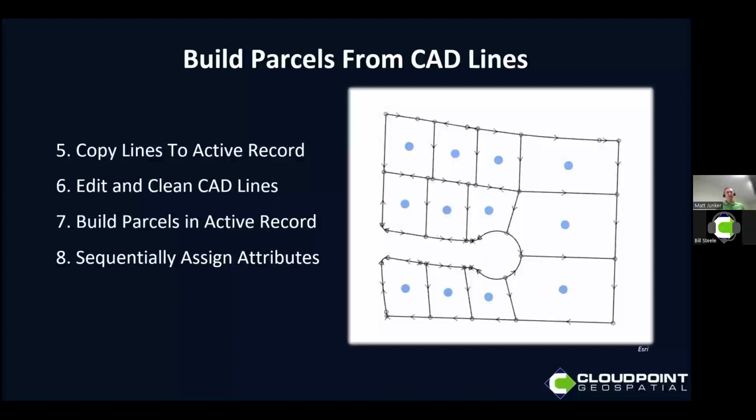So simply by drawing a path in order of the lots, we can then add those lot values, or parcel values, or whatever the label is, onto the polygons and onto the map. So that is a quick overview of building parcels from CAD lines.